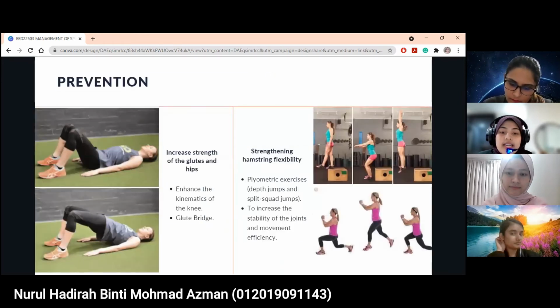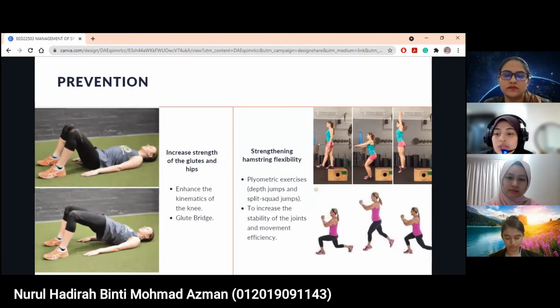Some of the exercises that the bowlers can do are glute bridges and plyometric exercises, which involve depth jumps and split squat jumps. These kinds of exercises will increase the strength of the glutes and hips and improve hamstring flexibility.